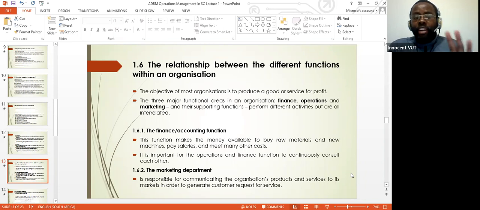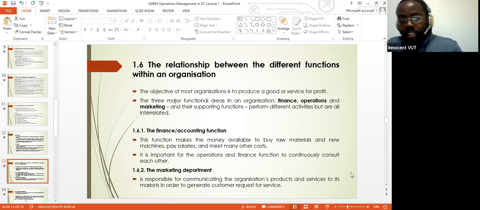So the three major functional areas in an organization are finance, operations, and marketing, and their supporting functions. They perform different activities, but are interrelated. Finance, operations, and marketing perform different functions, but they are interrelated.